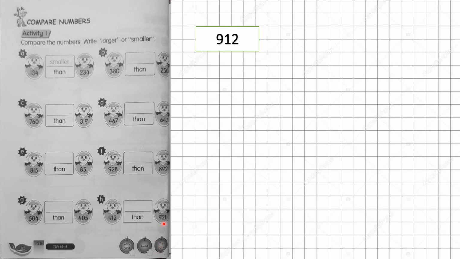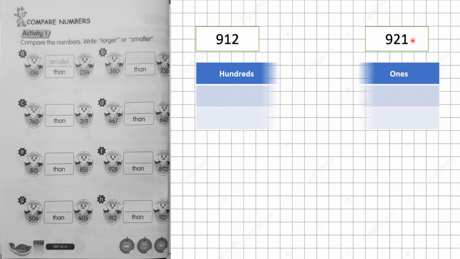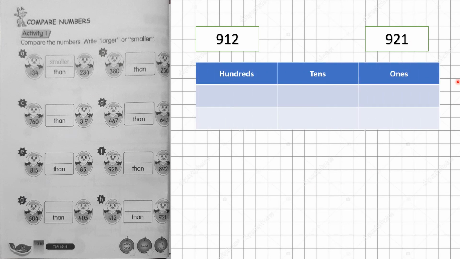Okay, now look, 912 with 921. Okay, I'm going to use place value chart. Okay, now we fill in the blank 9, 1, and 2. And the other number 9, 2, and 1.